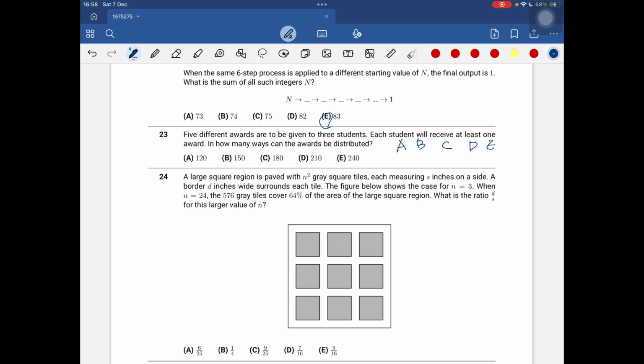And now let's call those students P, Q, R. Then we need to assign P, Q, R to any of the awards, and the other 2 positions can be anything. Let's say P, Q, R and P, P, for example. This can be possible. From the previous question, I explained how to arrange when we have the same letters in the arrangement.